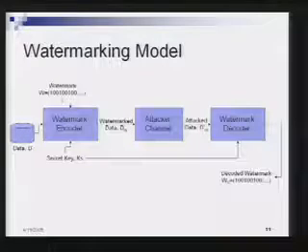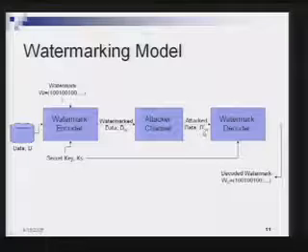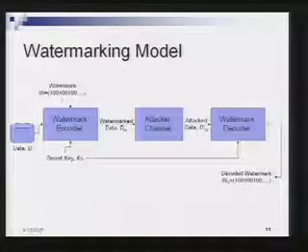Hey, this is my image, but it's not yours, and you are selling it. So how to prove ownership? All we require is the secret key and the watermarked version of the data. Using the secret key and the watermarked version of the data, we should be able to decode the watermark that is embedded. Very simple model.